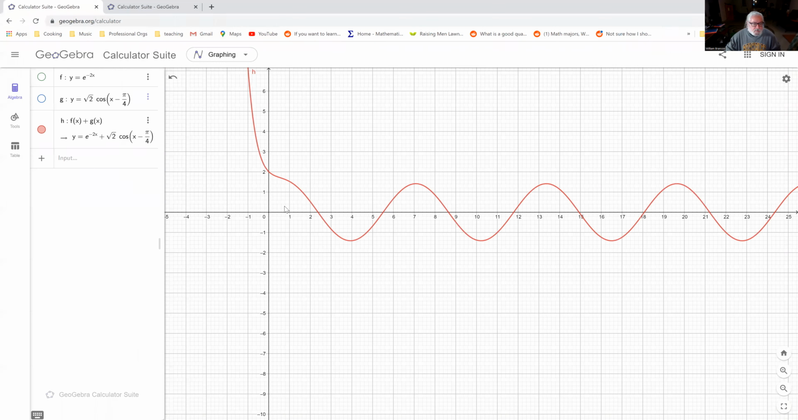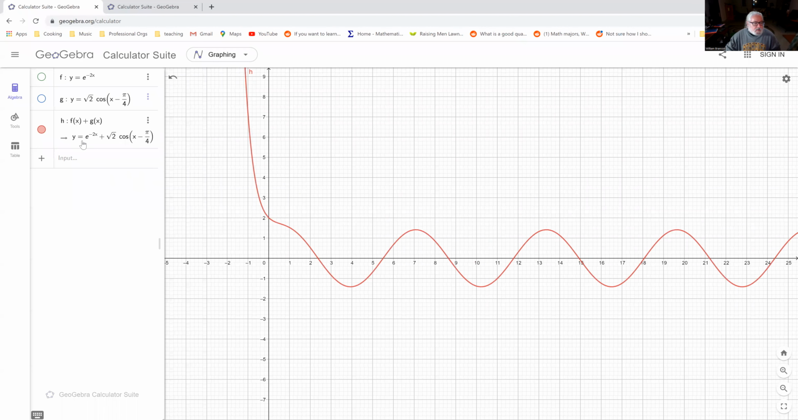Great, so this is the graph of the solution, right? e to the minus 2x, using x instead of t here, square root of 2 cosine of x minus pi over 4. That's that graph. And so you can see what the solution looks like. There's something a little bit weird here at the beginning, but then it settles down into a nice cosine curve, just oscillating up and down.